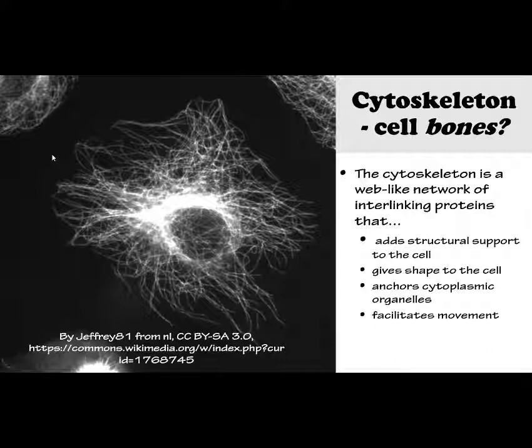Our cells also contain a cytoskeleton, which functions sort of like the skeleton does in our bodies. The cytoskeleton is a web-like network of interlinking proteins that adds structural support to the cell and gives shape to the cell. It also anchors cytoplasmic organelles and facilitates movement.